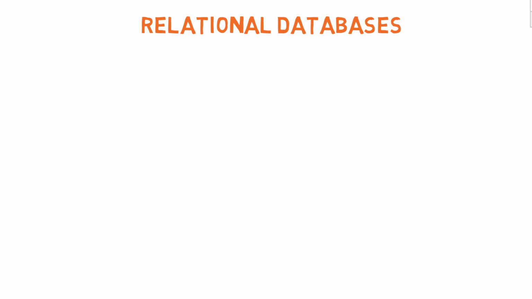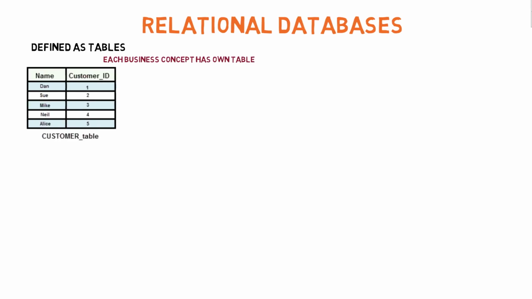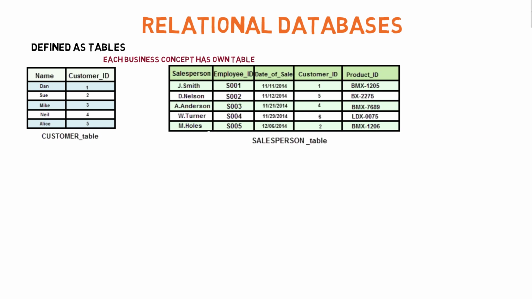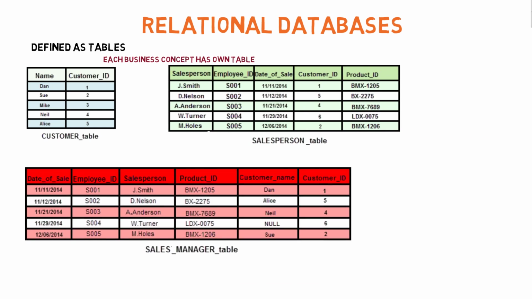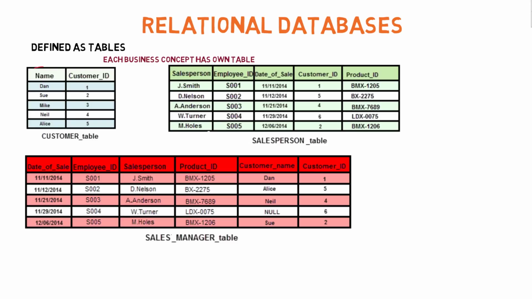Now, let's take a look at relational databases. A relational database is a database management system. This form of database management defines database relationships in the form of tables. Each informational theme or business concept is stored in its own table, like customer table, salesperson table, or sales manager table. These tables are linked together using matched pairs of data values.